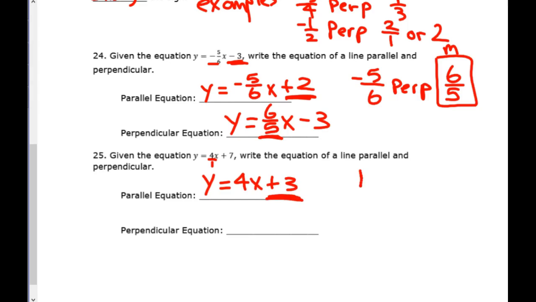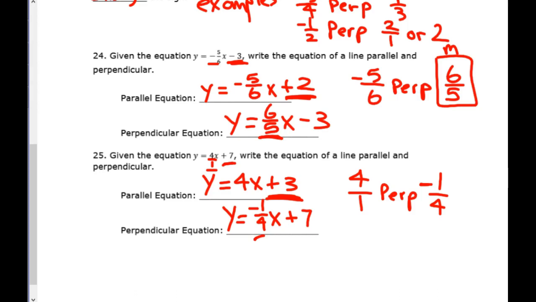Perpendicular. Okay, 4 over 1. Perpendicular, instead of positive, it'll become negative. 4 over 1 will flip to 1 over 4. So, y equals negative 1 over 4 x plus 7. It can be the same. It don't have to be the same. Whatever. This is what has to change twice. Okay? Next one.